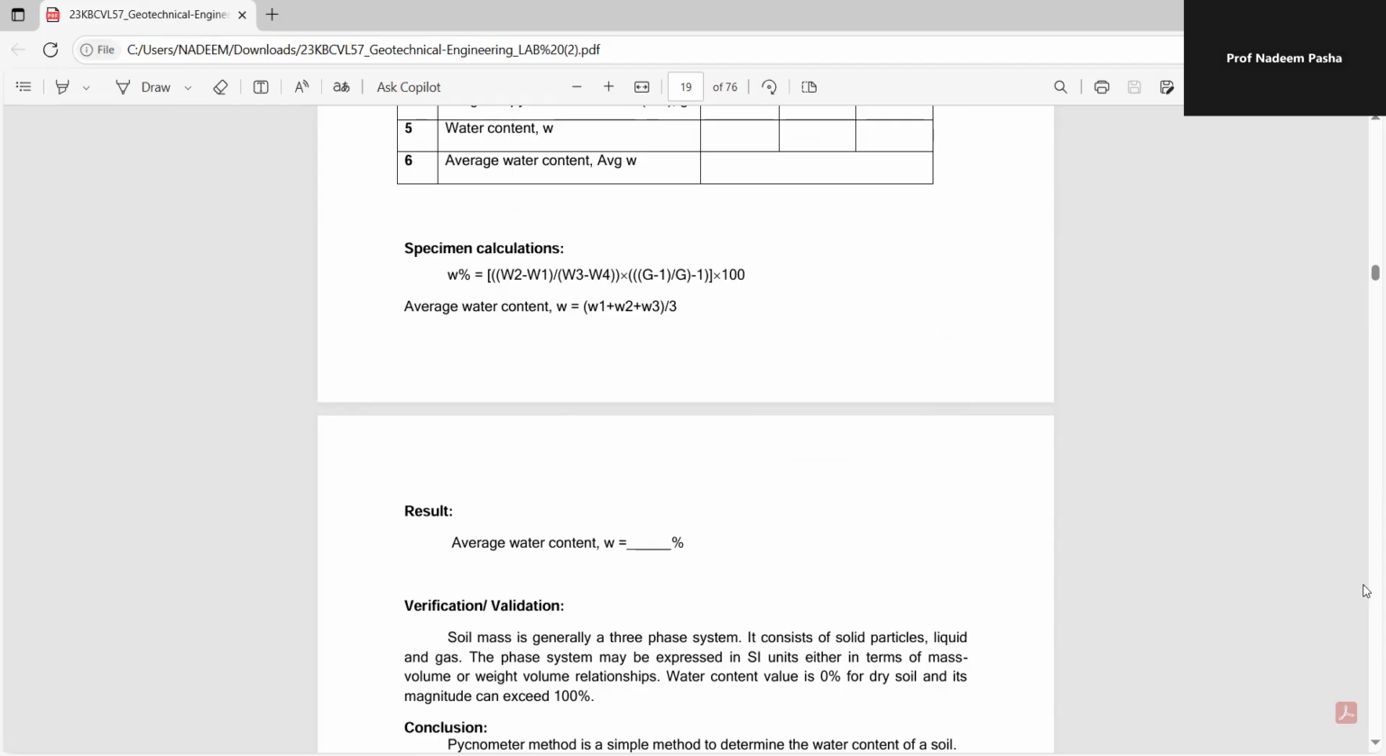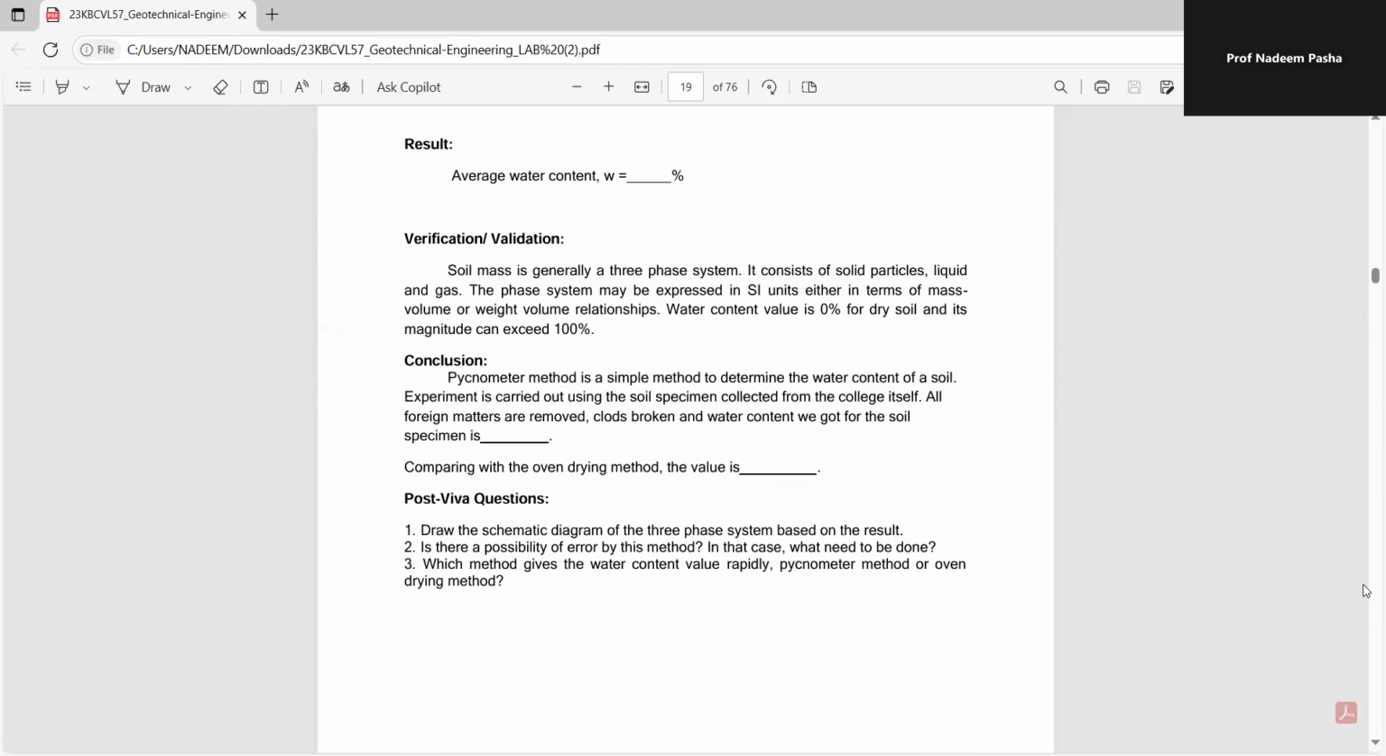Validation and verification. Soil mass is generally a three-phase system. It consists of solid particles, liquid, and gas. The phase system may be expressed in SI units, either in terms of mass-volume or weight-volume relationship. Water content value is 0% for dry soil and 100% for saturated soil.